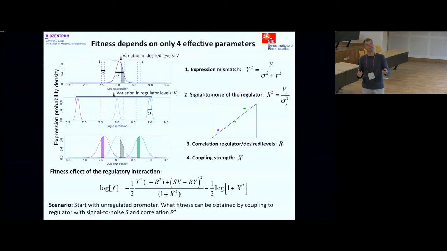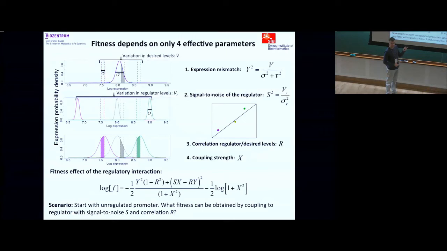And finally, how strongly do you couple? So as the regulator increases twofold, is your target going to go twofold or fourfold or eightfold or only 50% higher? So there's a coupling strength. So as a function of those four parameters, you can work out what is the logarithm of the fitness in terms of these four parameters.